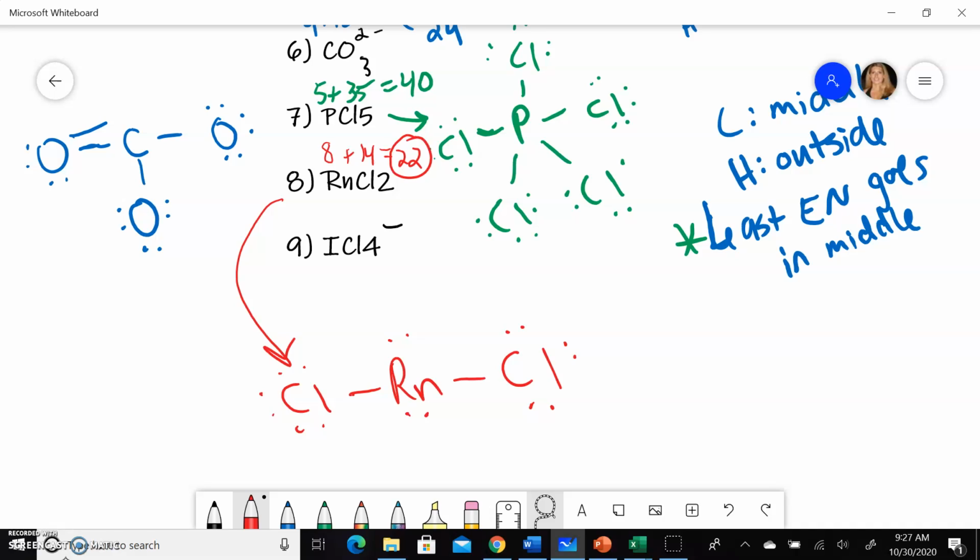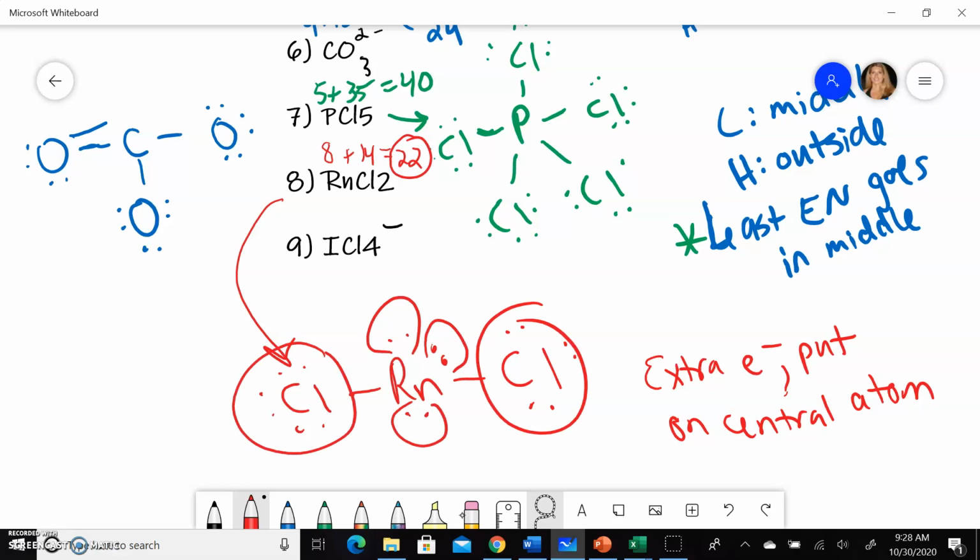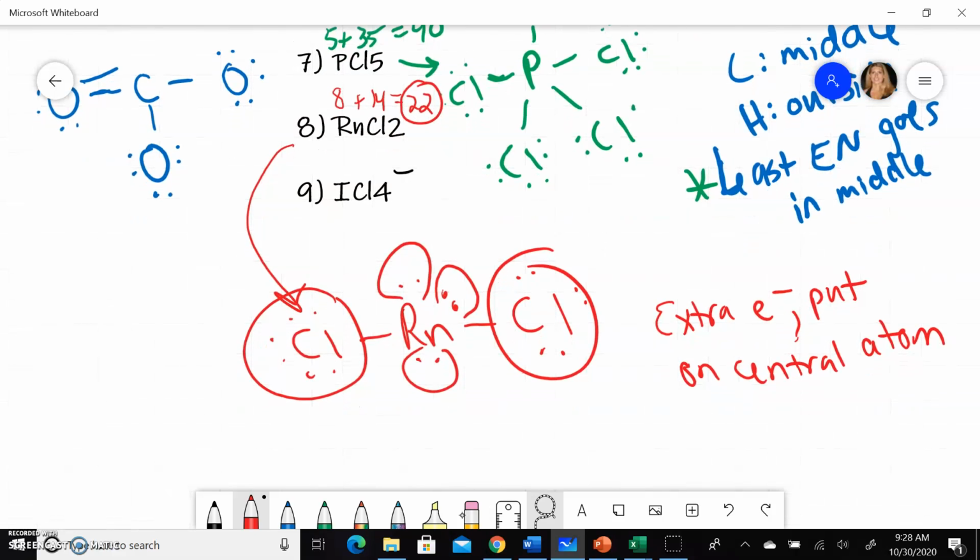So this is the last rule. We talked about if you're short electrons and you don't have enough in your pool of electrons, that's when you make double or triple bonds. If you have extra electrons, you're going to put them on the central atom. Extra electrons, put them on the central atom. So in this case, we're going to give 2 more to radon. So radon actually has 3 clouds of valence electrons and then plus these 2 atoms. And in the next video, I'm going to talk about how to figure out the shapes for these big molecules that you haven't done from last year.